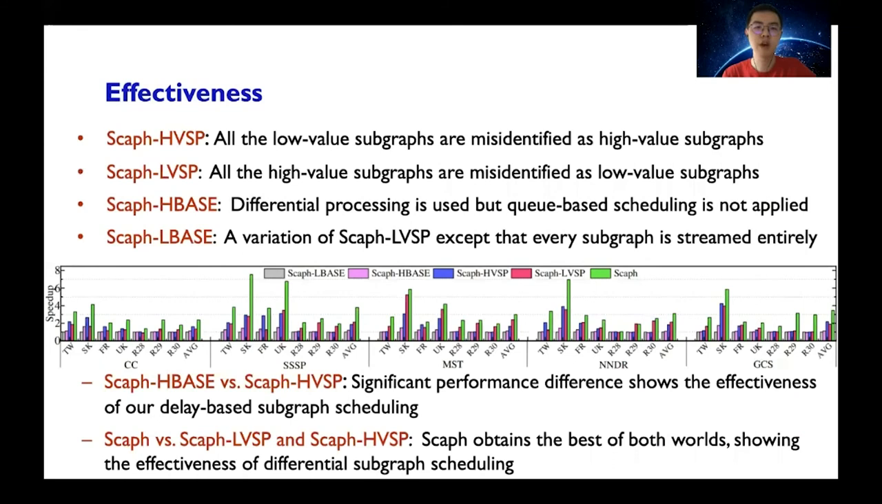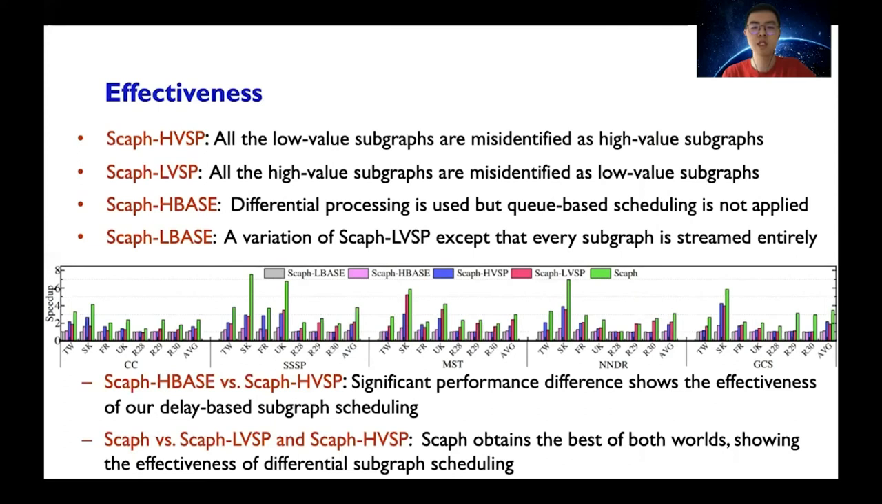We evaluated the effectiveness of Scaph by considering four variations. First, Scaph-HVSP, where all the low-value subgraphs can be understood as being misidentified as high-value subgraphs. Second, Scaph-LVSP, where all the high-value subgraphs are misidentified as low-value subgraphs. Third, Scaph-HBase, where the differential processing is used, but queue-based scheduling is not applied. Last, Scaph-LBase, a variation of Scaph-LVSP, except that every subgraph is streamed in full.